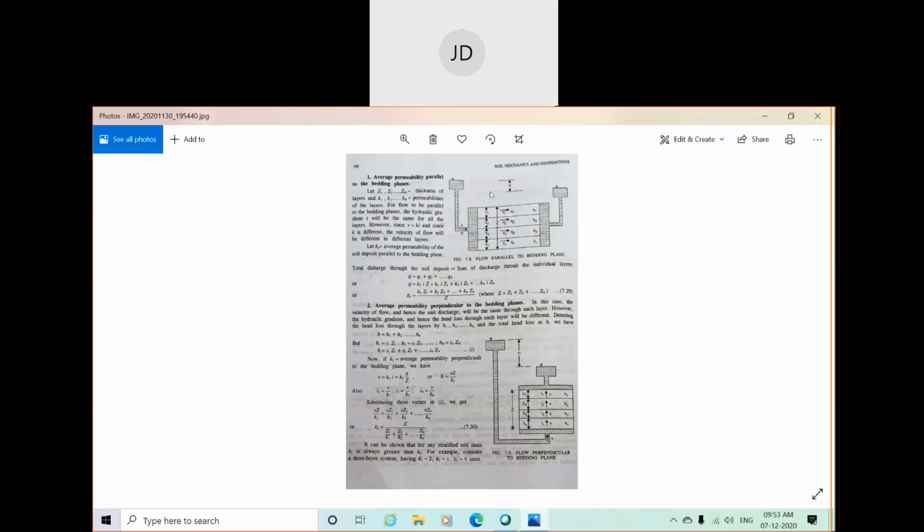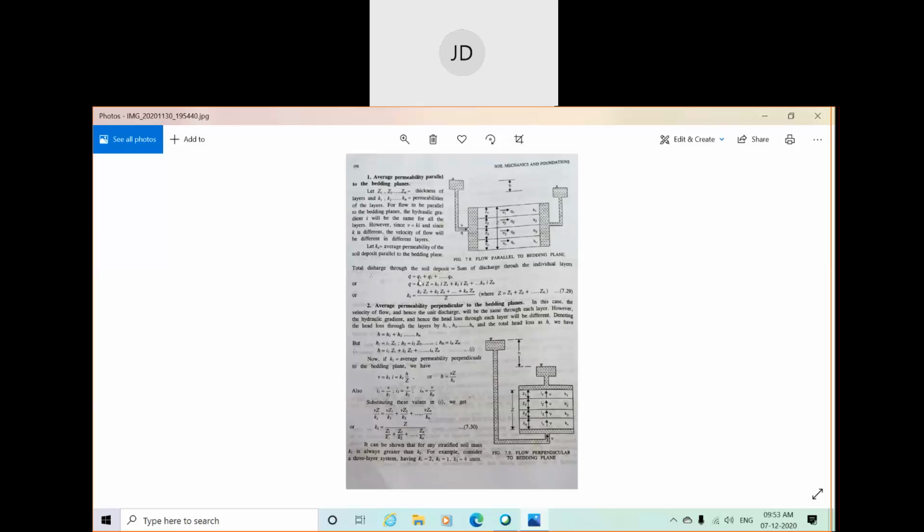When we need to find the cross-sectional area, what will it be? Z multiplied by thickness, and thickness is 1. The total thickness of the layer is represented by capital Z, and Z is the summation of Z1 plus Z2 plus Z3 up to Zn.